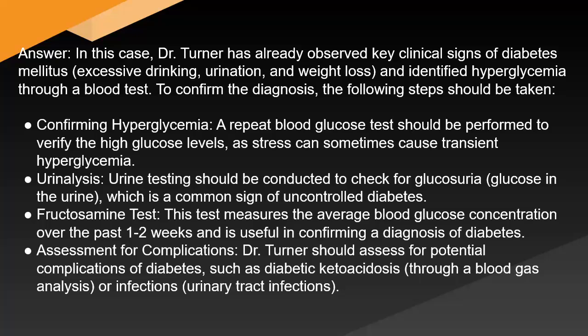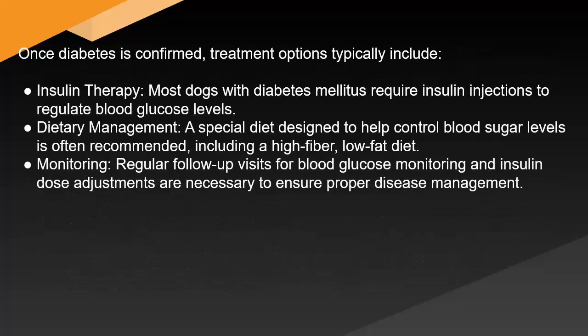Fructosamine test. This test measures the average blood glucose concentration over the past 1-2 weeks and is useful in confirming a diagnosis of diabetes. Assessment for complications. Dr. Turner should assess for potential complications of diabetes, such as diabetic ketoacidosis, through a blood gas analysis, or infections, urinary tract infections. Once diabetes is confirmed, treatment options typically include insulin therapy.